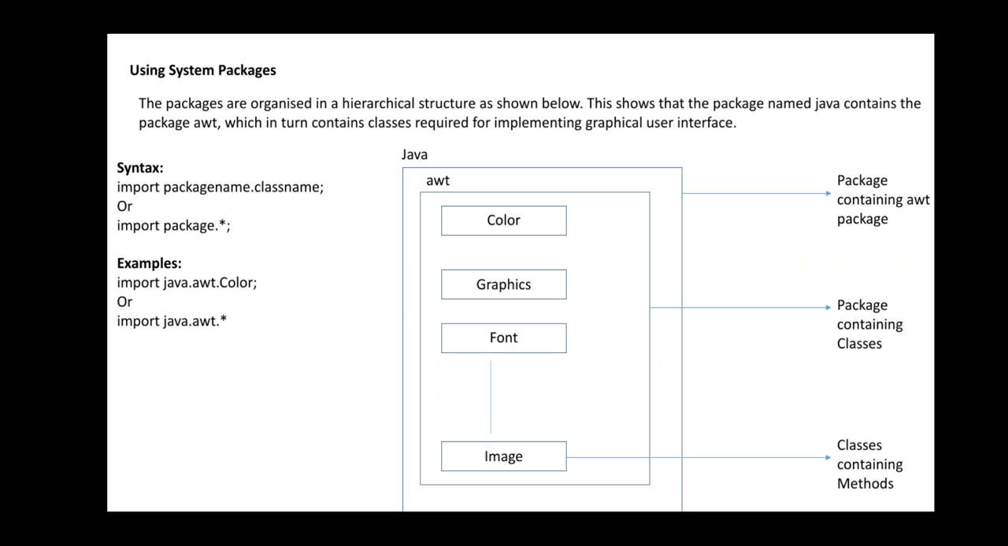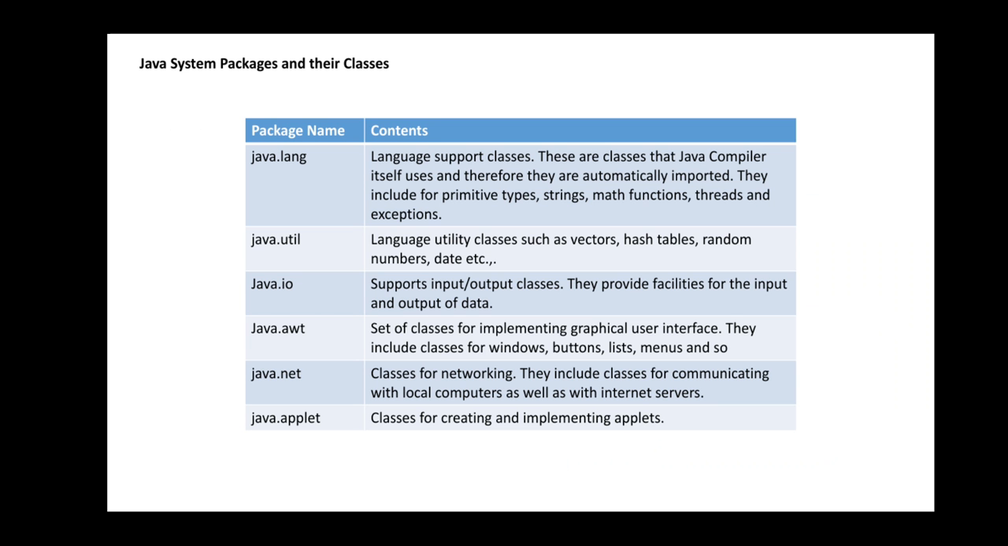Like API packages: lang, util, IO, AWT, net, applet. These are the ones you will use most within the Java programming language. Then proceeding with the next statement, many different APIs can be used within Java programming. They act like header files, how you use the C header files in the C programming language.